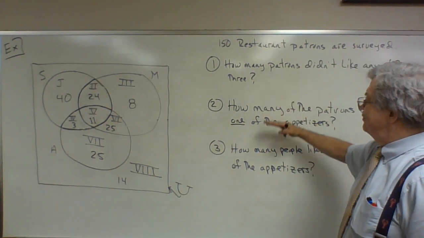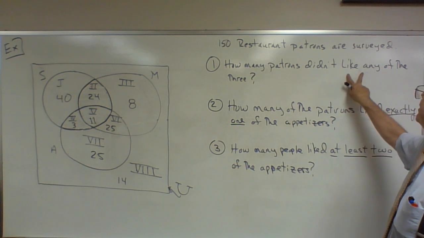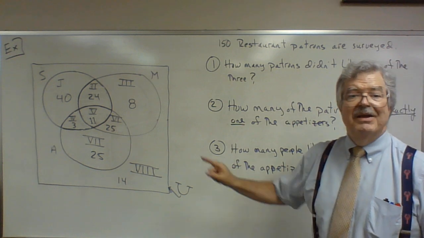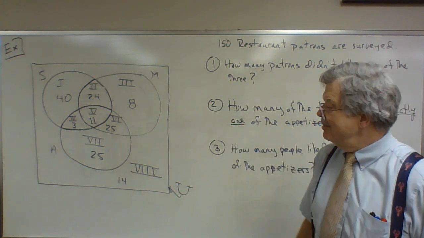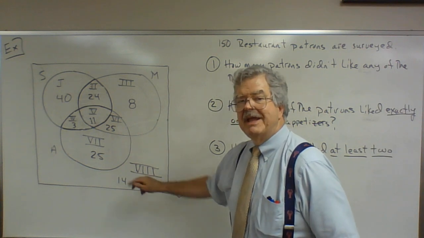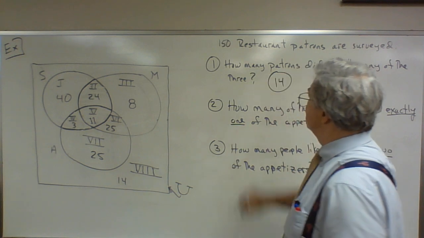Okay, here are the questions that we were supposed to answer in the first place. How many patrons didn't like any of the three? Good thing we found out how many people were in Region 8. These are the people that didn't like any of the three. We've already figured that out. 14.